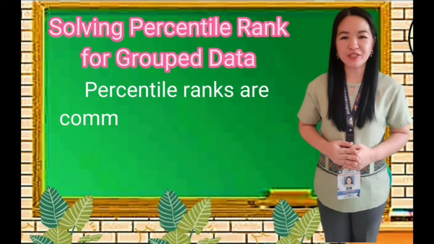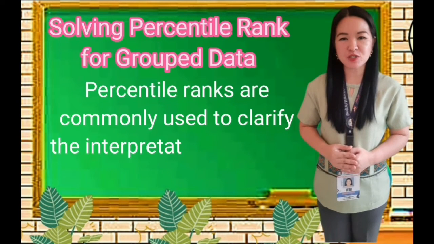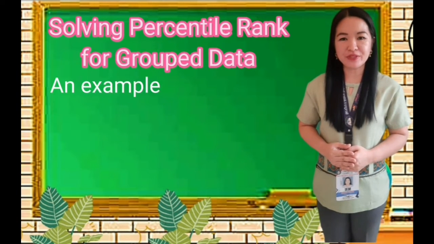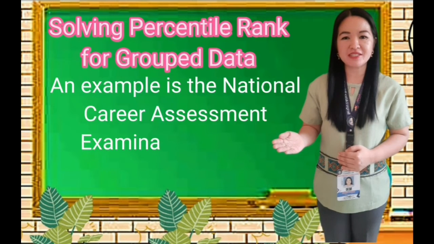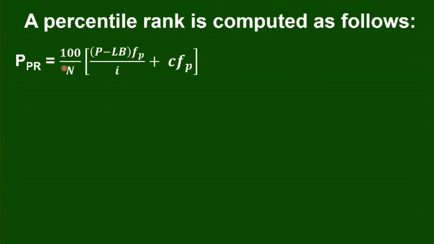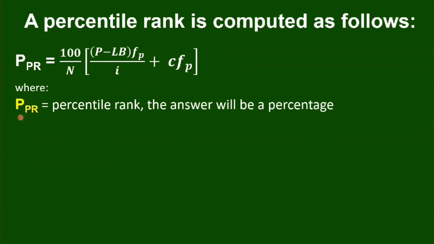Percentile ranks are commonly used to clarify the interpretation of scores on standardized tests. An example is the National Career Assessment Examination given to the grade 9 students. A percentile rank is computed as follows. Percentile rank equals 100 divided by n times the quantity P minus LB times F sub P all over I plus CF sub P. To take note of this notation for percentile rank.